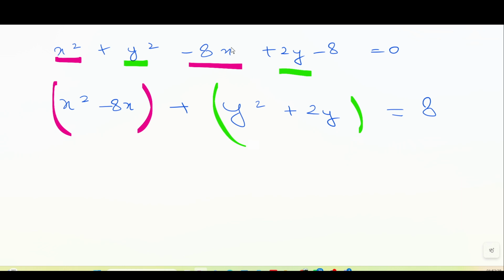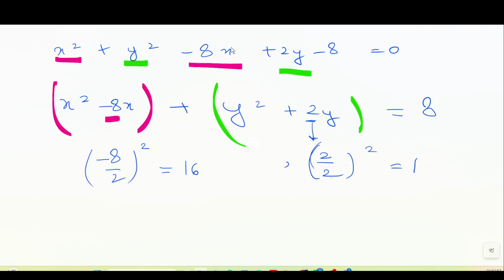Okay, what do we need to check now? The coefficient of x and y. So the coefficient of x is negative 8. We need to divide it by 2 and square. If you do this, you will get 16. And for y, if you take 2 over 2 and square it, you will get 1, right? So this coefficient we have to divide by 2 and square the whole thing. And whatever you get, you need to add it to both sides.